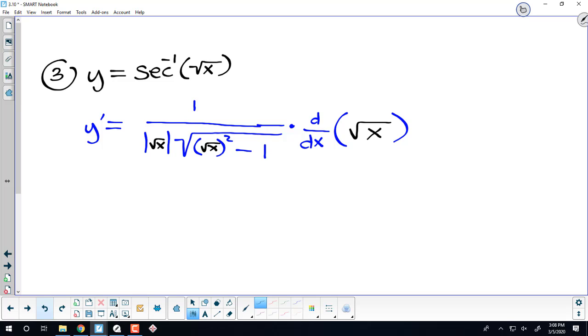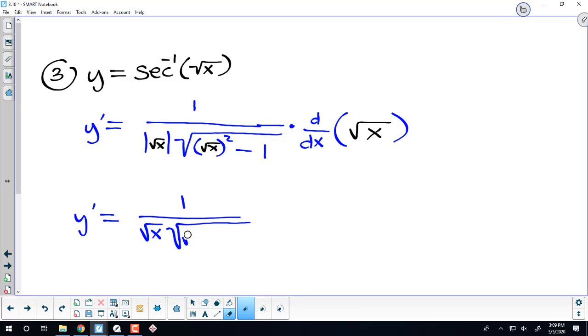That's the form the inverse secant's derivative always takes. So here with the absolute value of the square root of x, do we need that? No. Is the square root of a number ever negative? So we don't need the absolute value on that. Let's write that out in the next step. We'll say it's 1 over just the square root of x times the square root of x squared. Well, we can simplify that too. What's the square root of x squared?